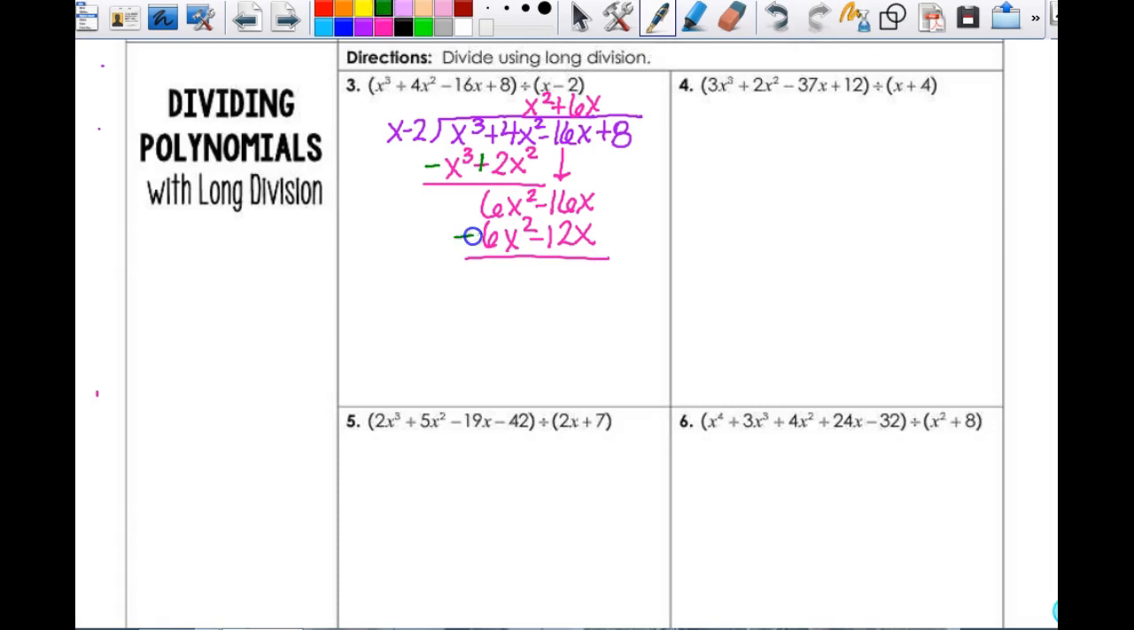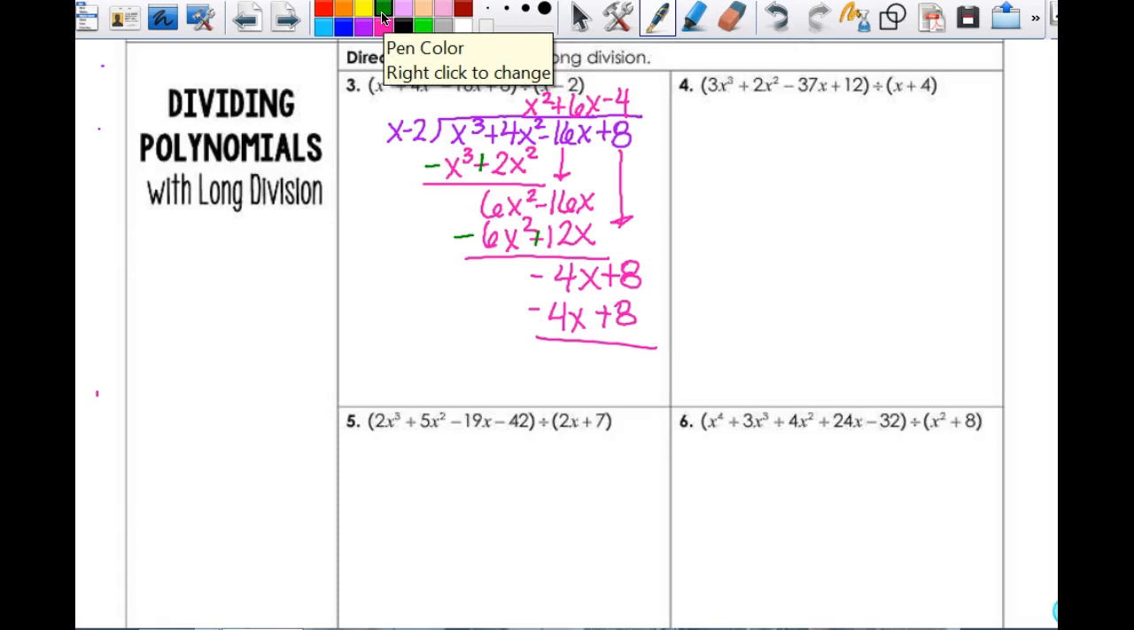But I'm subtracting, so I'm going to change my signs on both. And I get negative 4x. Bring down the 8. Then x goes into negative 4x. How many times? Minus 4 times. So when I multiply minus 4 times x, I get negative 4x plus 8.